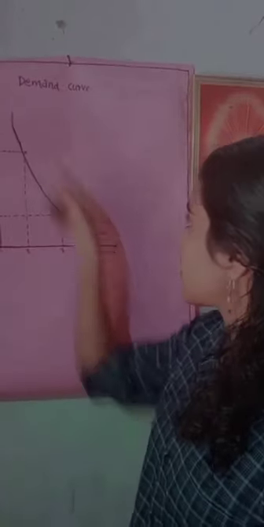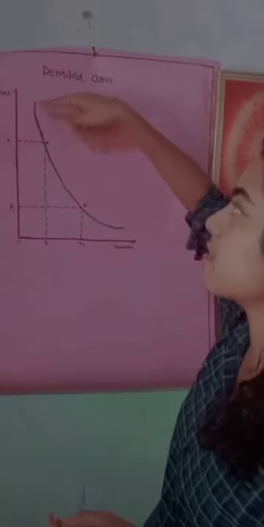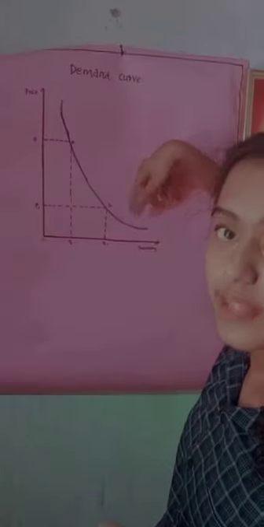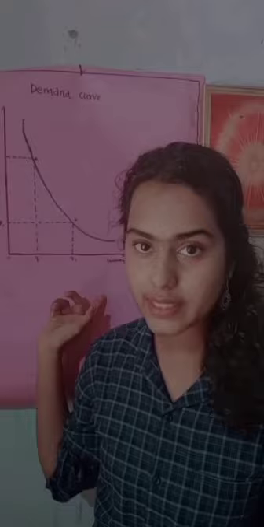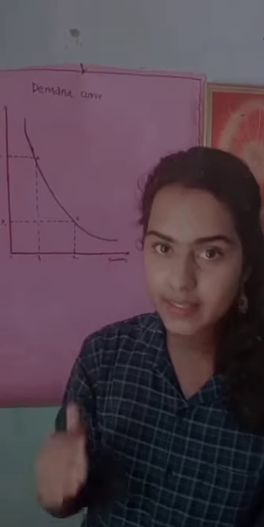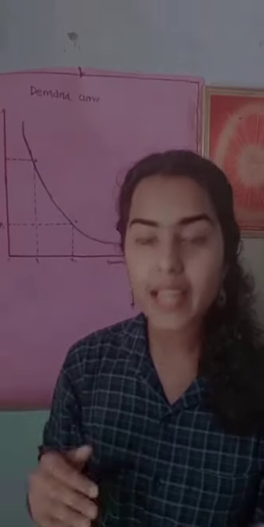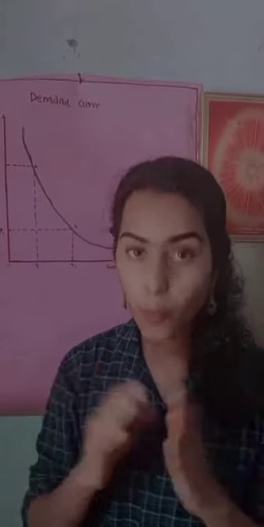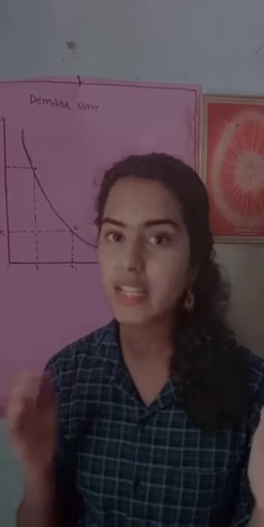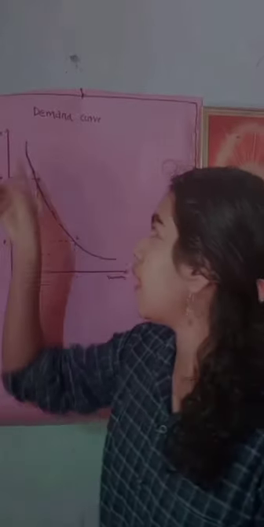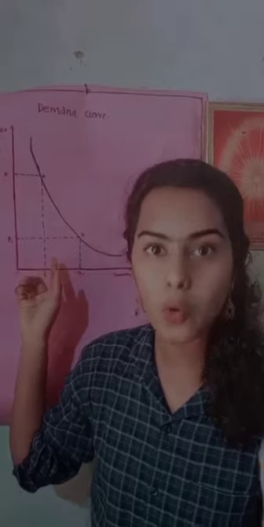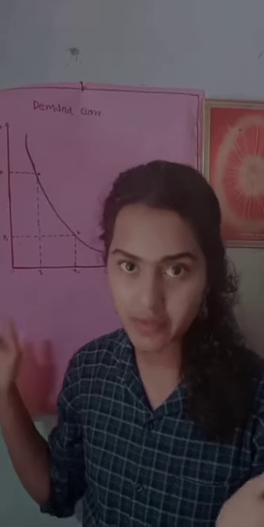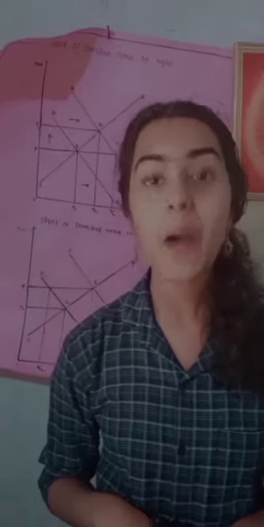This is the DD curve, the demand curve. This DD curve is sloping downwards. This is because of the inverse relationship of the price and the quantity. When price increases, the demand decreases, and when price decreases, the demand increases. So there is an opposite or inverse relationship. Therefore, the demand curve slopes downwards, and the slope of the demand curve is always negative because of this inverse relationship between the price and demand.